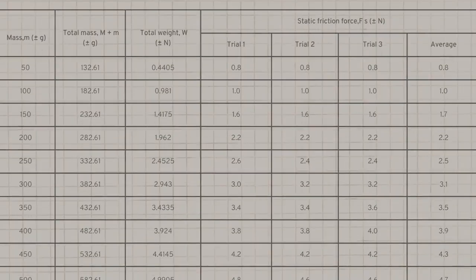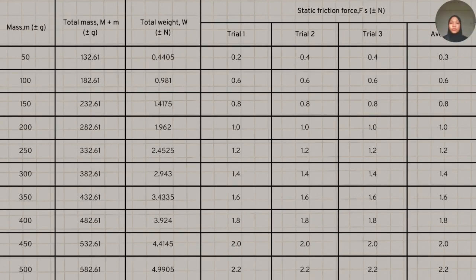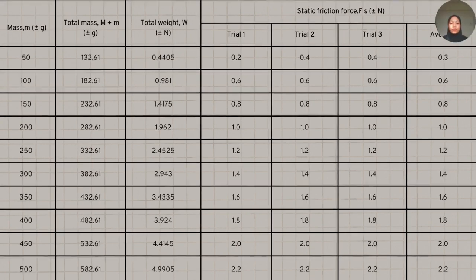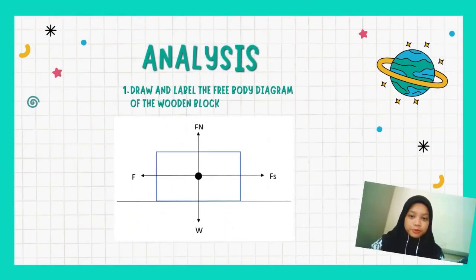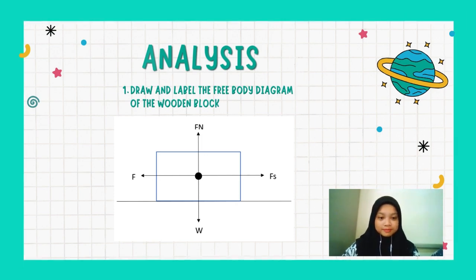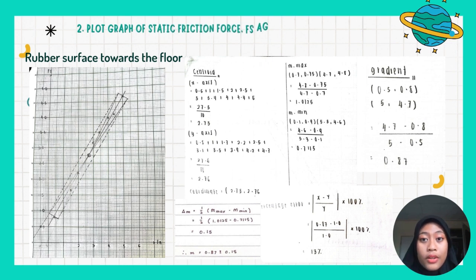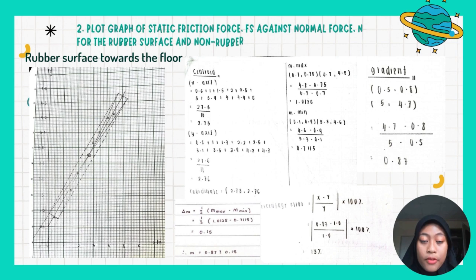For result, this is the result for the rubber surface towards the floor, while this is the result for the non-rubber surface towards the floor. So the first analysis for this experiment is to draw and label the free body diagram of the wooden block. From the data we already got, we have to plot a graph of static friction force against normal force.